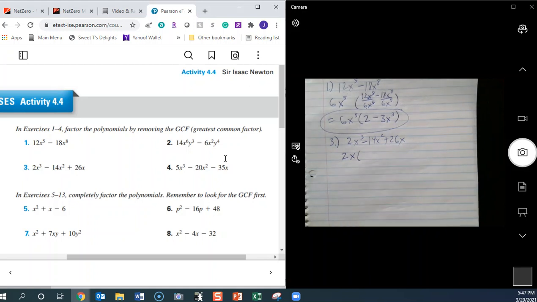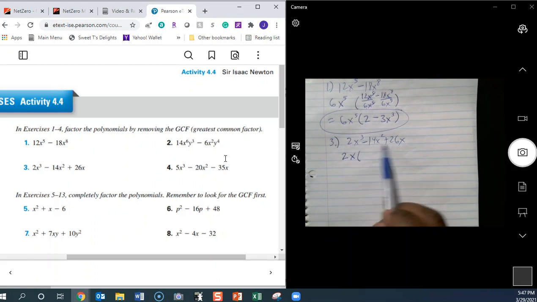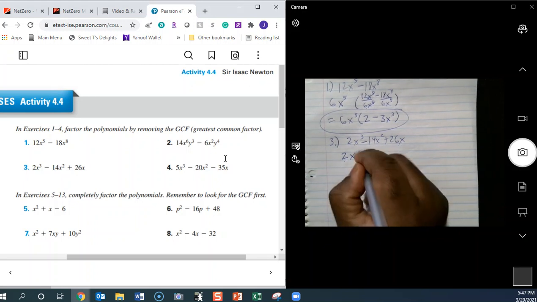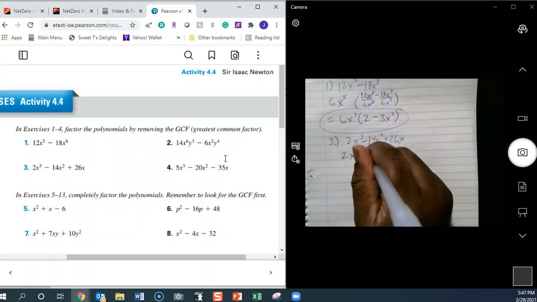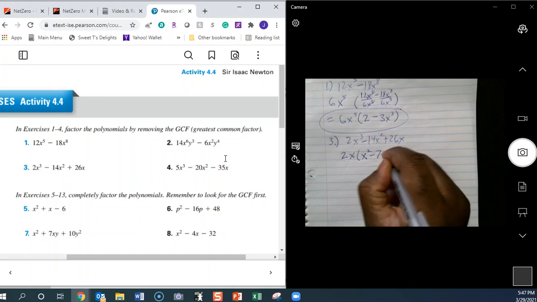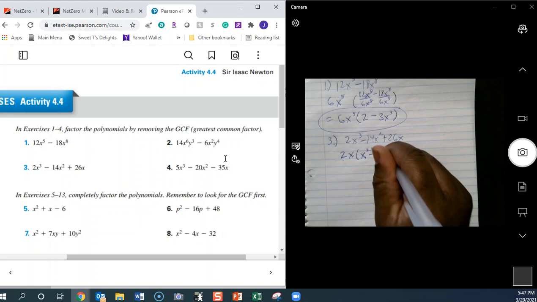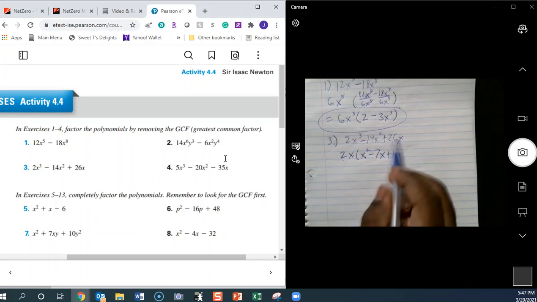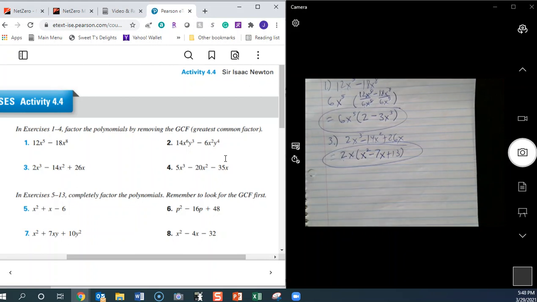factor out. Now remember how I told you in your head, you're supposed to be dividing the original terms by what you factored out? So 2 and 2 simplifies out. X cubed divided by X leaves you X squared. Negative 14 divided by 2 is negative 7. X squared divided by X will leave you X. Positive 26 divided by 2 is a positive 13, and the X's will simplify each other out. And that is your final answer.